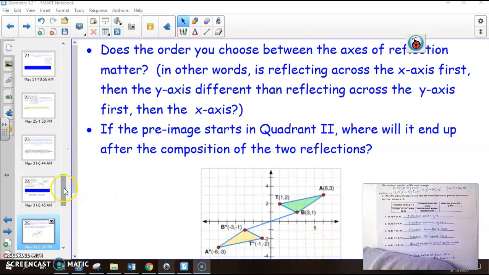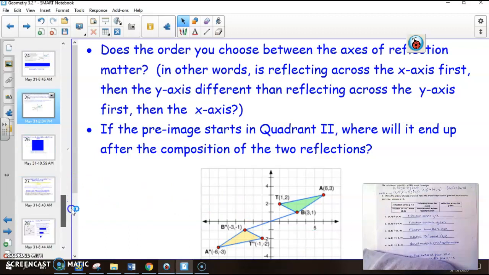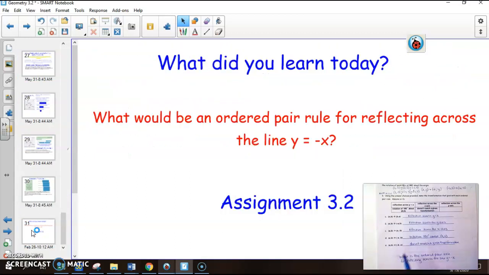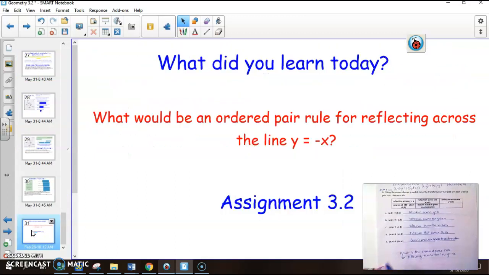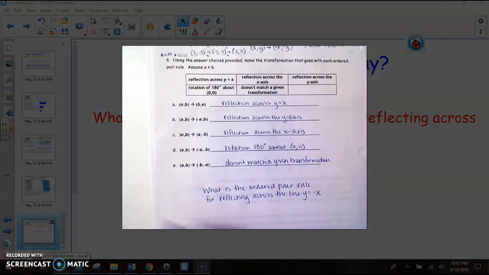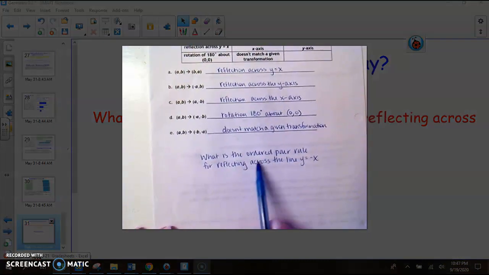All right, so our final question today is going to be about that last one that we talked about that we said we don't have a transformation for yet. The question is, what would be an ordered pair rule for reflecting across the line y equals negative x? So let's talk about that. I've written that on my notes, and you can feel free to add that to your notes there. What is the ordered pair rule for reflecting across the line y equals negative x?